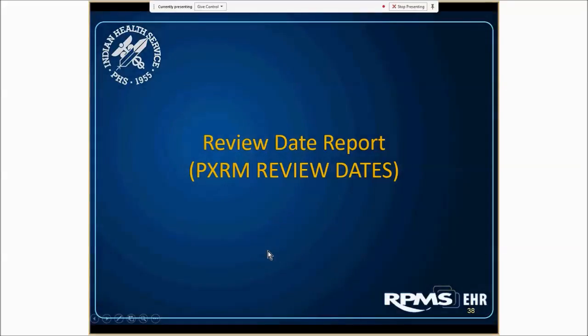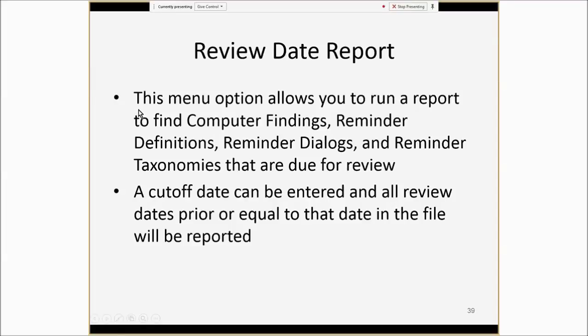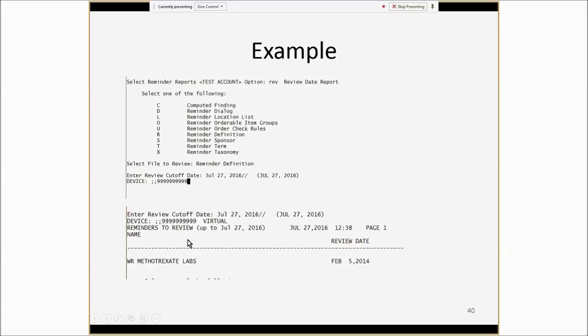And now let's go over the review date report, which is only available under the PXRN review dates. This menu option allows you to run a report to find computed findings, reminder definitions, reminder dialogues, and reminder taxonomies that are due for review. A cutoff date may be entered, and all review dates prior or equal to that date in the file will be reported. Here's an example of a review date report.